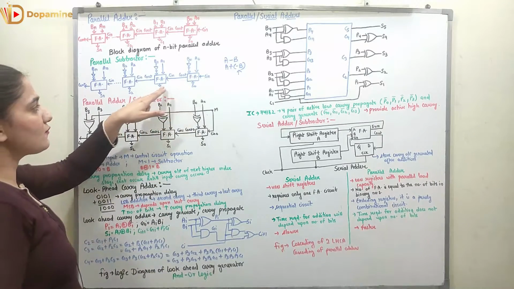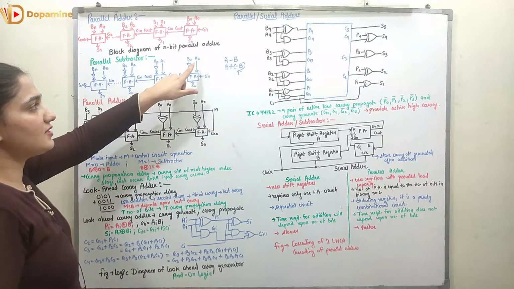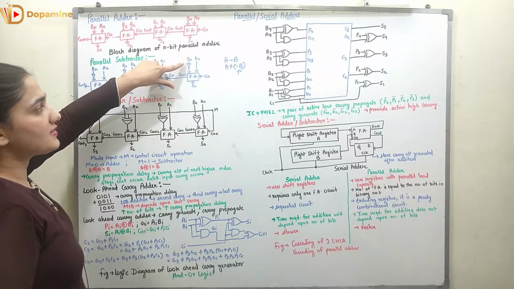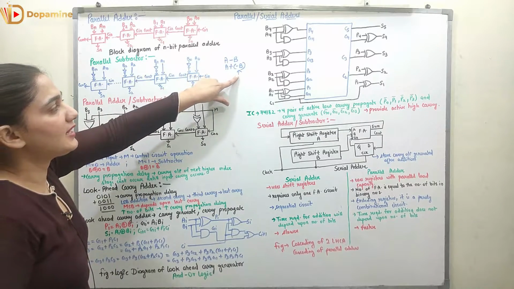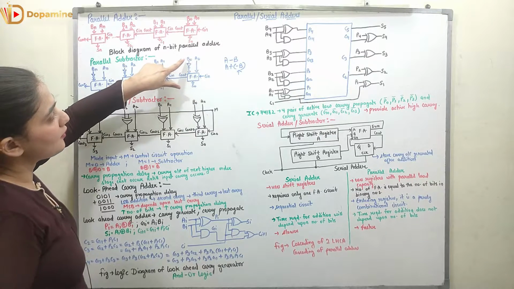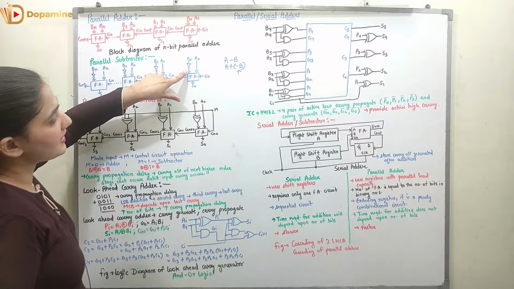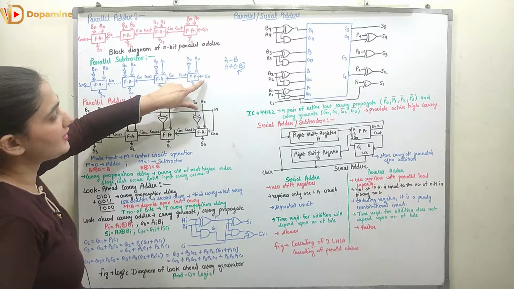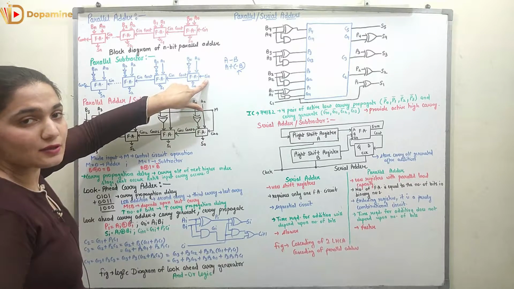So we have various full adders, right, and we have taken the 2 input bits. The second input bit, the negative of B, is represented with the help of the inverter. So A0, B0, the B0 is sent with the help of an inverter to the full adder, and then the carry is also sent.